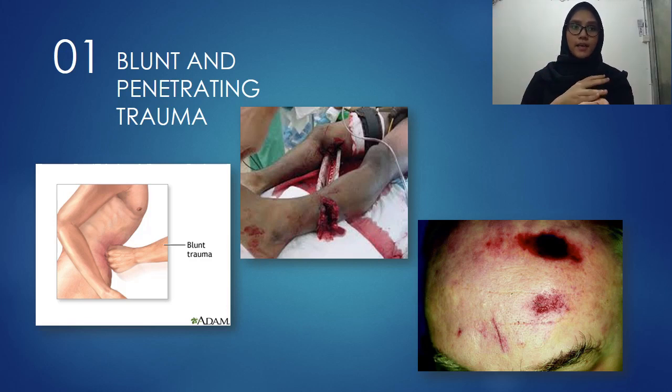What is blunt? Blunt refers to an injury caused by a blunt surface or object, resulting from acceleration, deceleration, compression, or shearing forces. Basically, blunt is a surface or object that does not have sharp edges, while penetrating refers to injuries caused by a sharp object that penetrates the skin into deeper tissues or cavities.